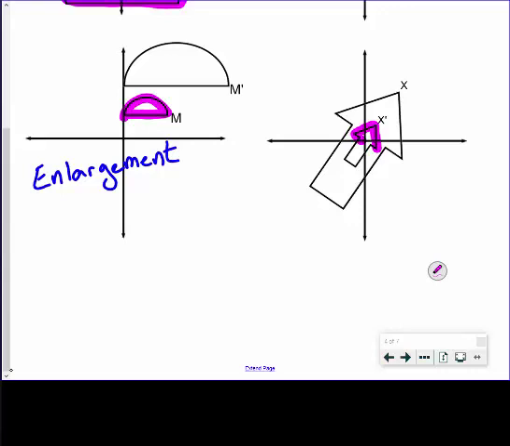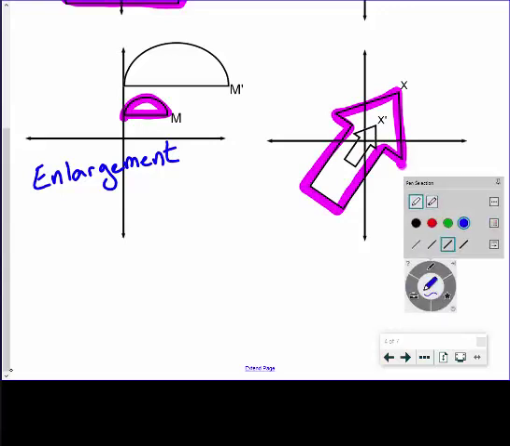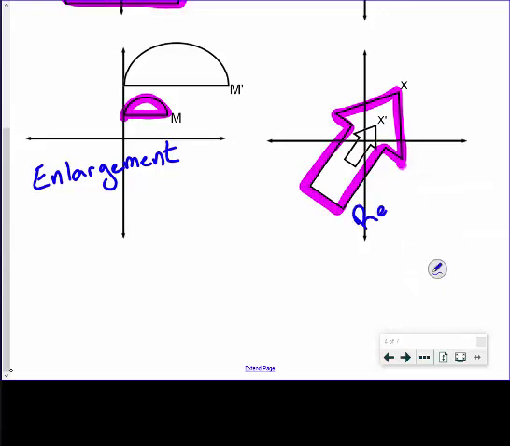Wrong one. From X to X prime. Reduction. It's pretty easy just to look at it and tell, right? Yes. Okay, so go to the next one.